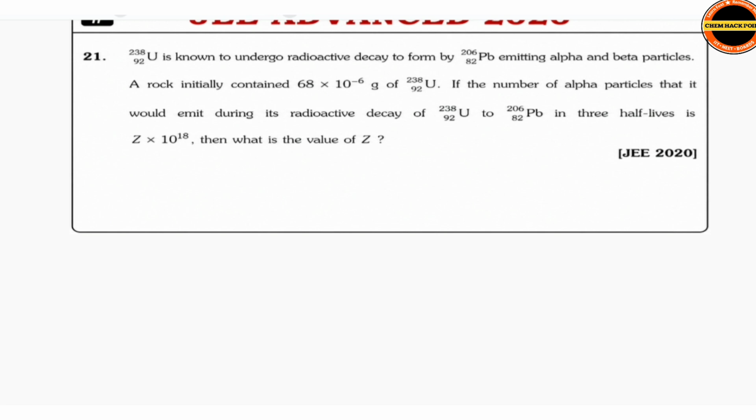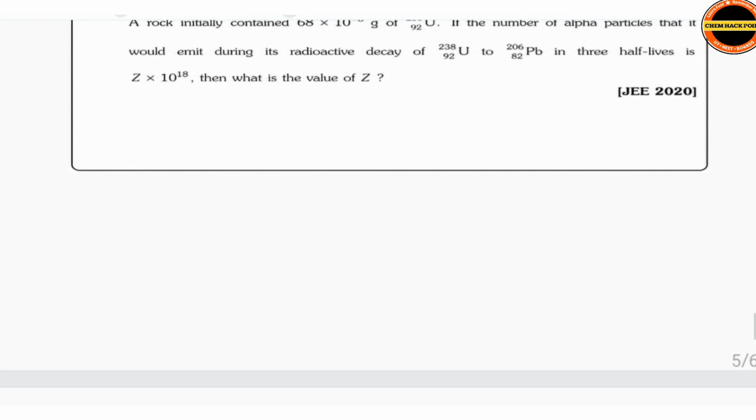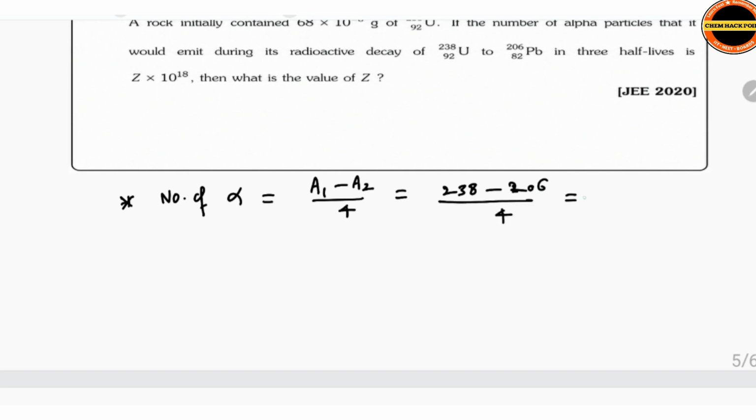In this case, uranium-238 is first specified. With this information, the mass number decreases by 32. So I am first calculating the number of alpha particles. Number of alpha is equal to, according to our formula, A1 minus A2 by 4, which is 238 minus 206 by 4. So what we are getting here is 8 alpha particles.